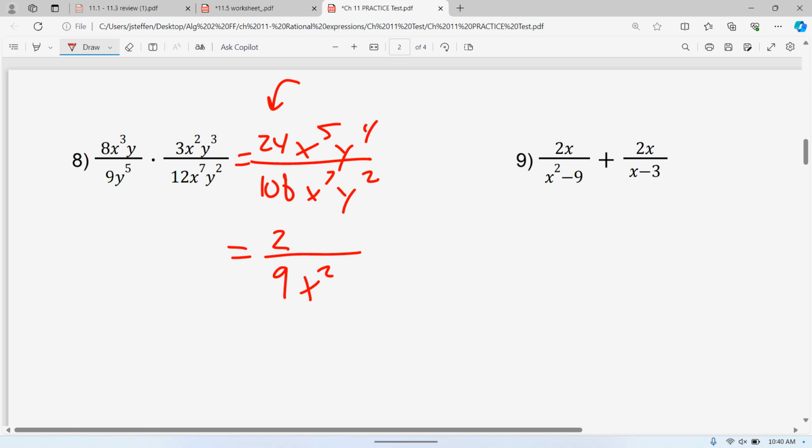With the y's, if you take away all the y's from the denominator, 2 from top. So that means I have 2 left on top. That should be your answer. Maybe.